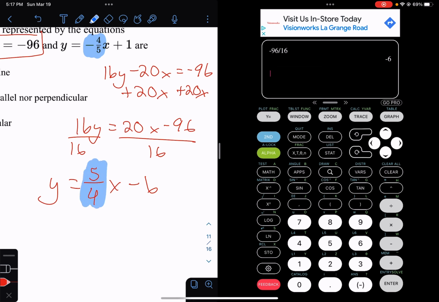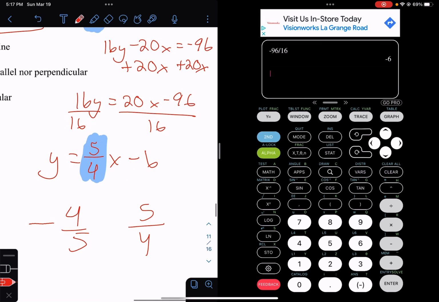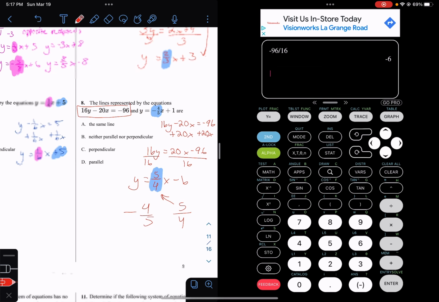So obviously we don't have the same slope, so it's not parallel and it's not the same line. Now if we look, these are what we would call opposite reciprocals of each other, right? We've got negative 4/5, and if I flip this, I get 5/4, and then you switch the sign, so now it's positive, and that's what we've got going on right there. So these are going to be perpendicular.